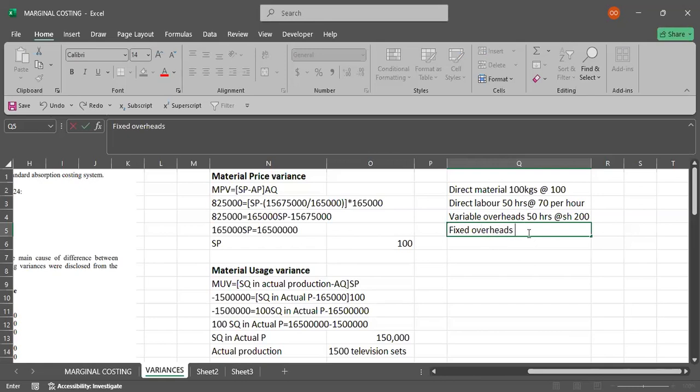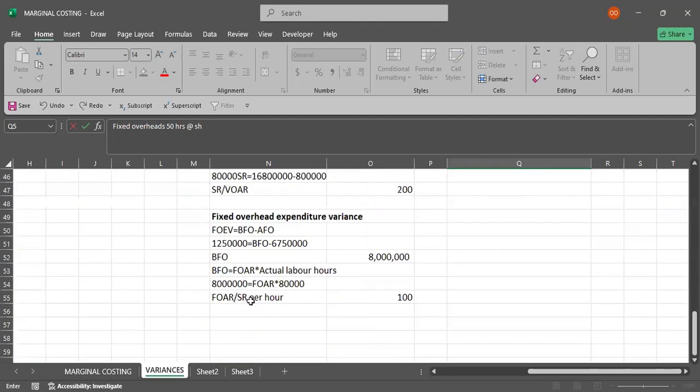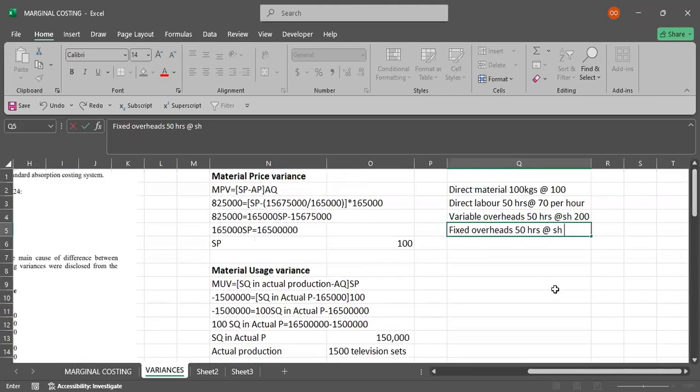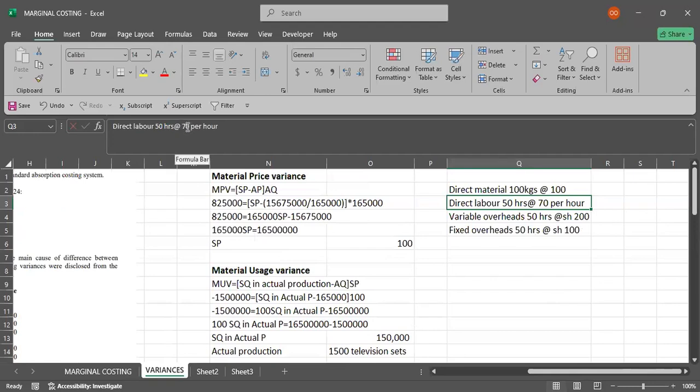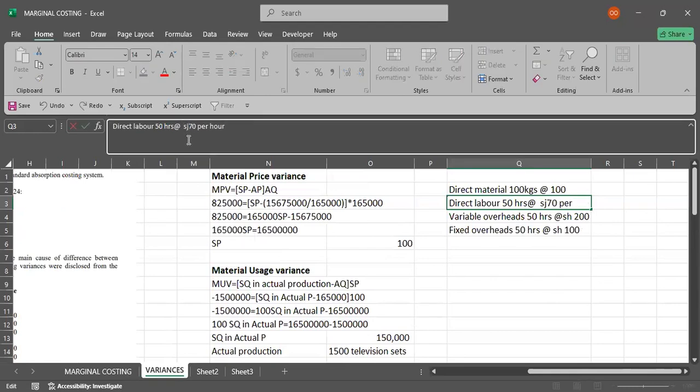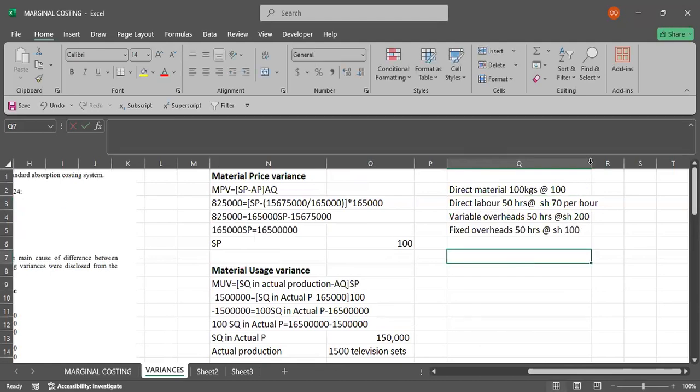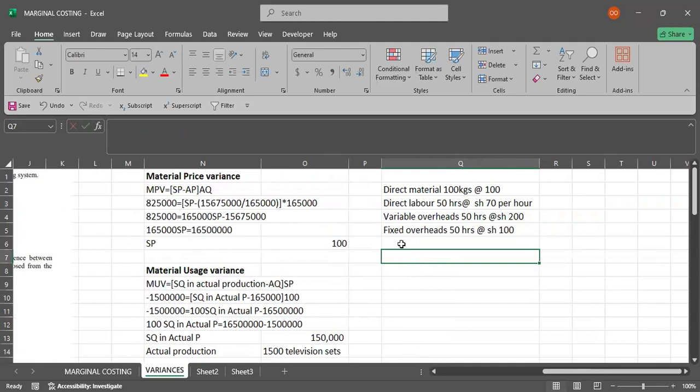So for fixed overheads, we are still dealing with the 50 hours because these things are subjected to the labor hours. At what rate? The fixed production overhead rate was 100 shillings. So we come to this part and talk about 100 shillings per direct labor hour. Direct labor hours is this one, at 70 per hour. Good.